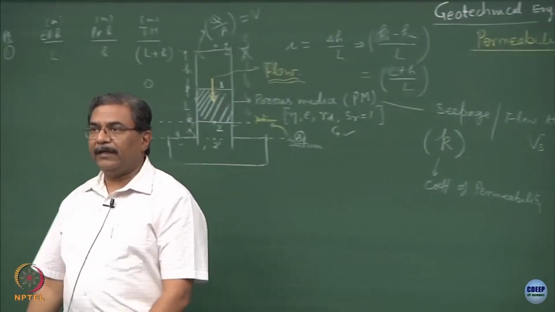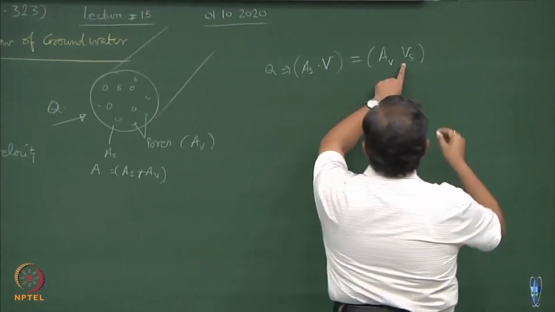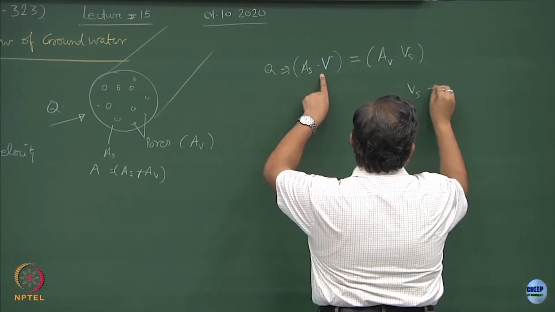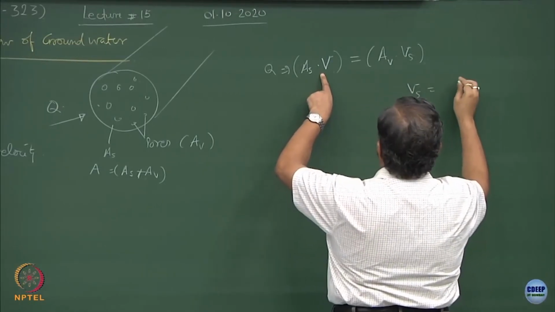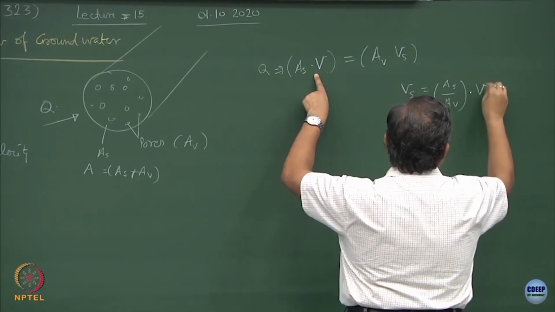This is the continuity. So, what I am saying is Vs equal to As upon Av multiplied by velocity V.